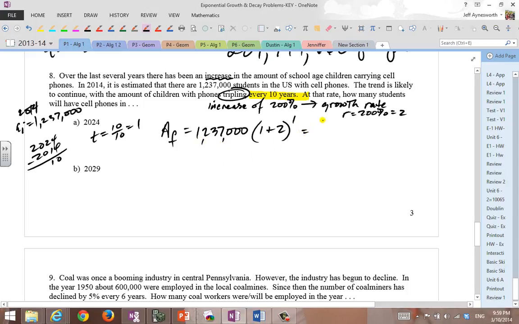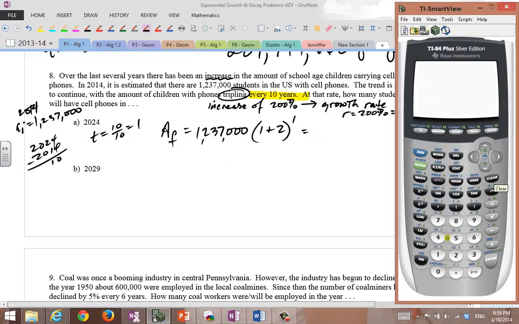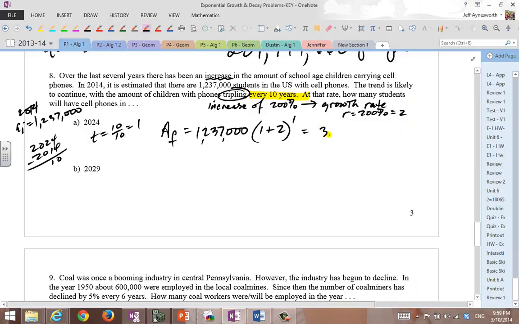So in this case, it's 1,237,000 times 3. Let's just work this out on the calculator here. Let's clear it out. It's a new problem. 1,237,000 times 3. It triples. Yeah, 3,711,000. So 3,711,000 total cell phone users, students using cell phones. And we expect that number to increase here.